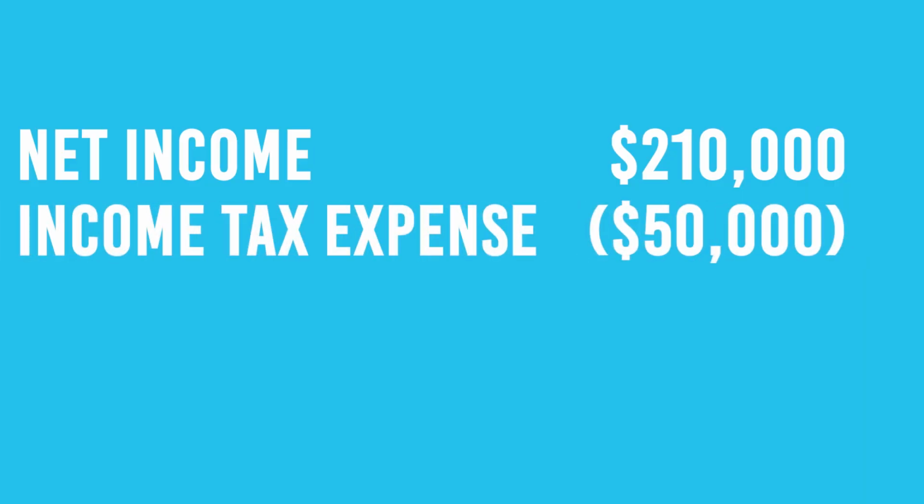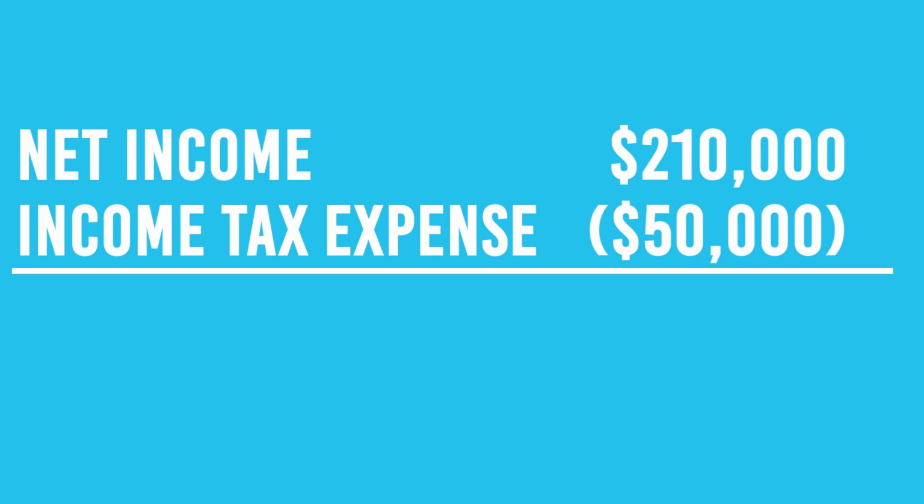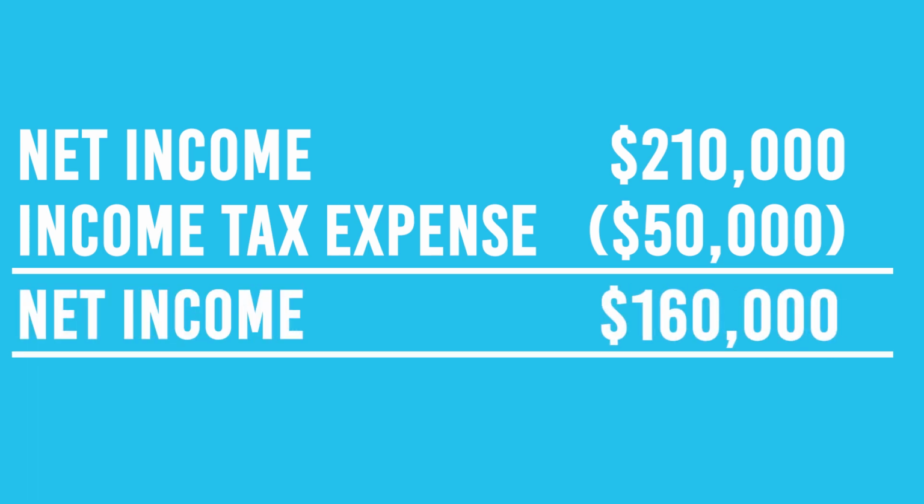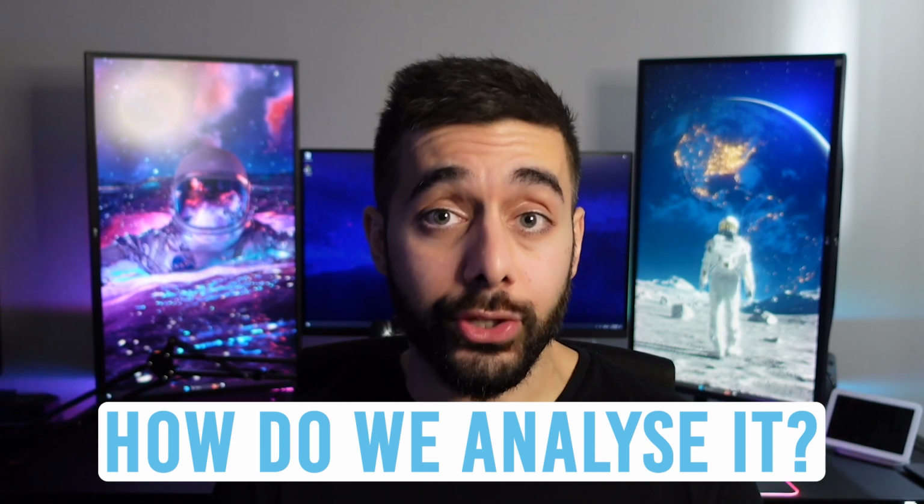$210,000. The next item is to deduct your tax expense. I probably don't have to explain what taxes are. So a beer co is going to deduct a $50,000 tax expense, which will bring us to our net income of $160,000. This is the bottom line of the income statement, and it is a strong indicator of the business's profitability. So now that we know what our income statement looks like and what it consists of, how do we actually analyze all this information?